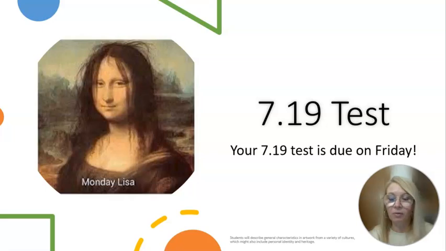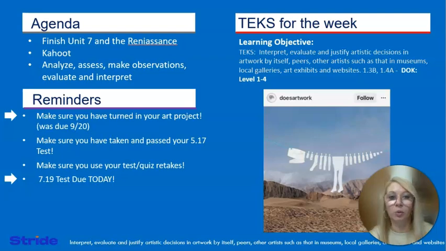Your big assignment for this week is that your 7.19 test is due on Friday. We will spend some time going over that test and doing some things related to Renaissance art. In our agenda for this week, we're going to talk about Unit 7 in the Renaissance a little. I want to go over a Kahoot with you to help you study. We're going to analyze, assess, make observations, evaluate, and interpret.